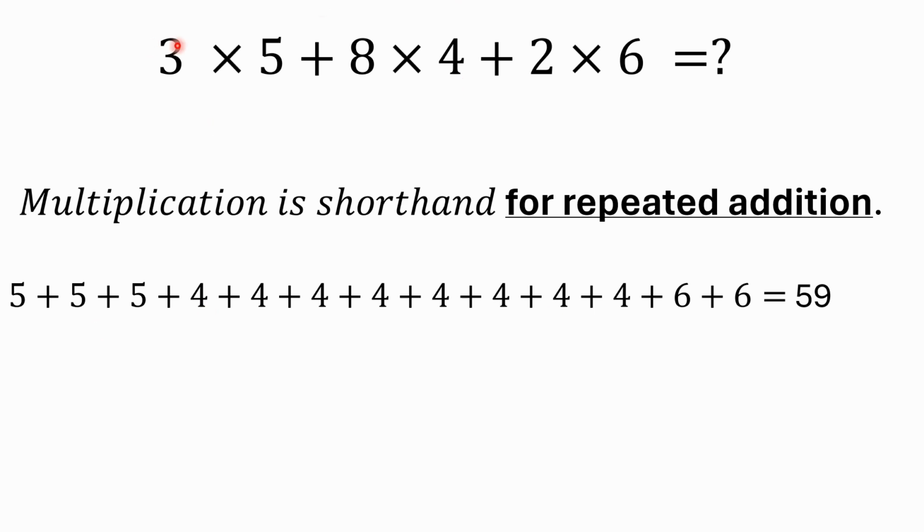Well, if you replace all of that multiplication with addition and add it all up, you're still going to get 59. So you've got to just remember multiplication is nothing more than shorthand. Much easier to write it this way than it is to write it out this way.